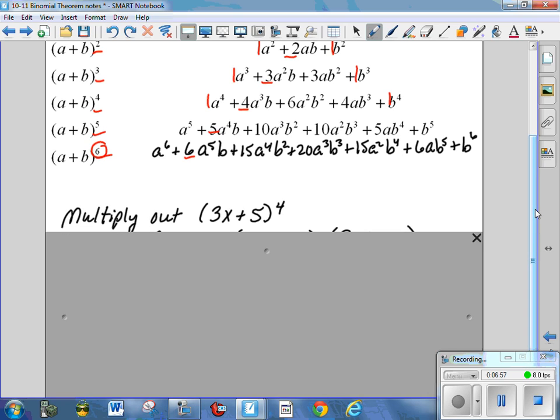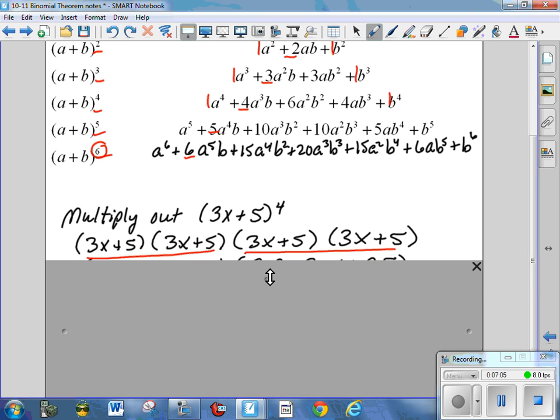And you're thinking, that's a stupid thing to do. Why don't we just go straight to the formula? Well, I want to justify to you that the formula really works. So we're going to multiply out 3x plus 4 to the 4th power. I'm sorry, 3x plus 5 to the 4th power. Dyslexia of the tongue there. 3x plus 5 times 3x plus 5 times 3x plus 5 times 3x plus 5.